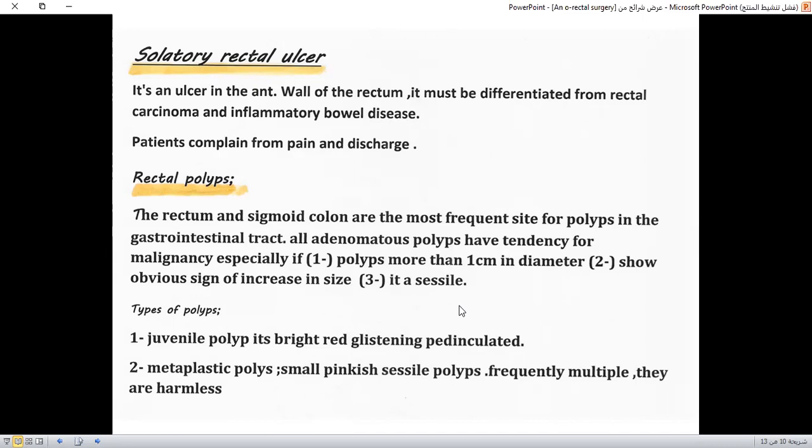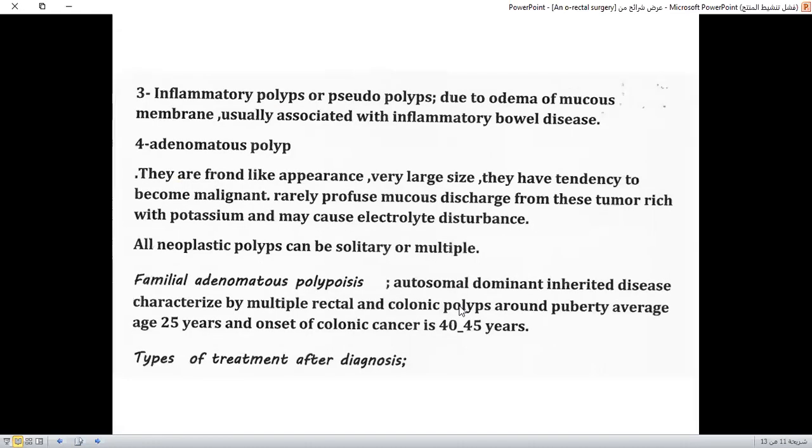So the pre-malignant conditions in polyps: first, polyp more than 1 centimeter in diameter or showing obvious signs of increasing size, or it is sessile rather than pedunculated. These carry pre-malignant change. Types of polyps: juvenile polyp, bright red, clustering, pedunculated. And metaplastic polyps, small pinkish sessile polyps, frequently multiple; they are harmless polyps.